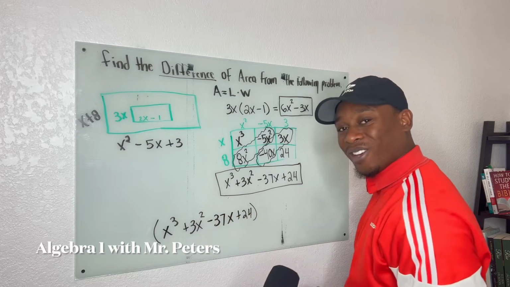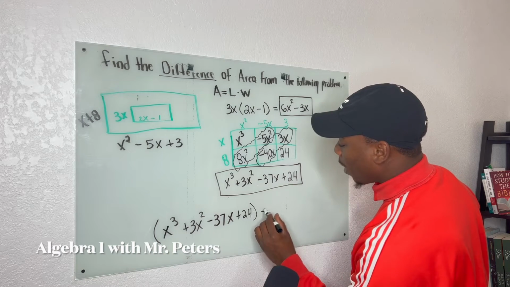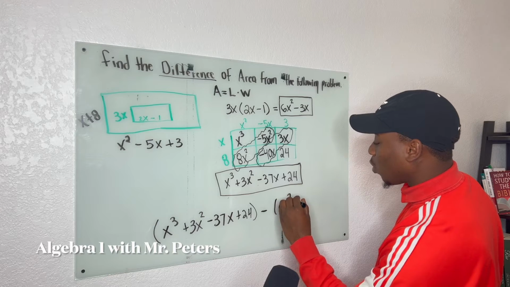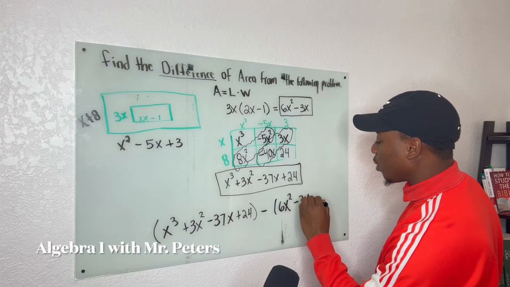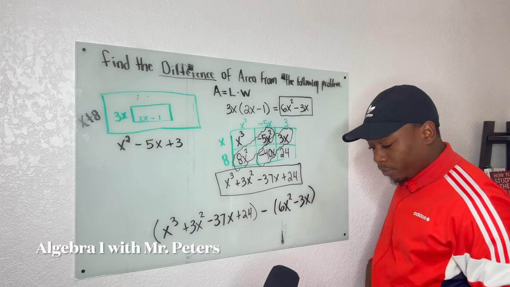And if you watch my videos before, you know exactly what I'm about to do. And hey, man, good job to you guys for keeping up and knowing what's coming. All right, minus, right? Because we're finding a difference. And then we have 6x squared minus 3x. So this is what I'm going to do. I'm going to switch to the color blue.